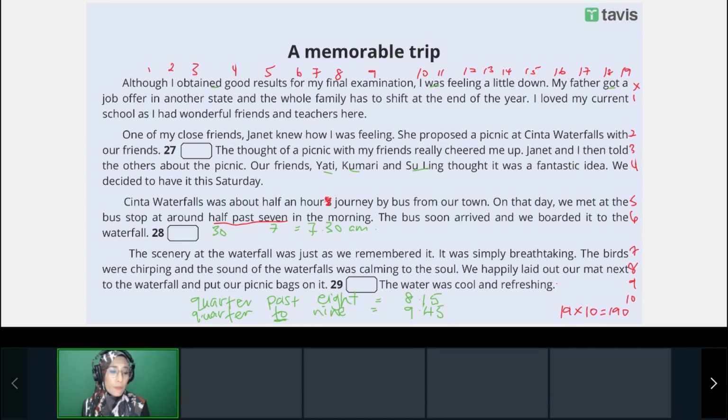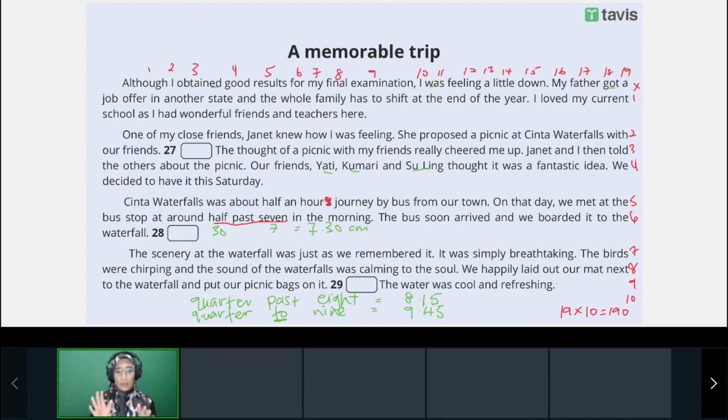And what do they see? The scenery at the waterfall was just as we remembered it. It was simply breathtaking. The birds were chirping, and the sound of the waterfall was calming to the soul. We happily laid out our mats next to the waterfall and put our picnic bags on it. The water was cooling and refreshing.